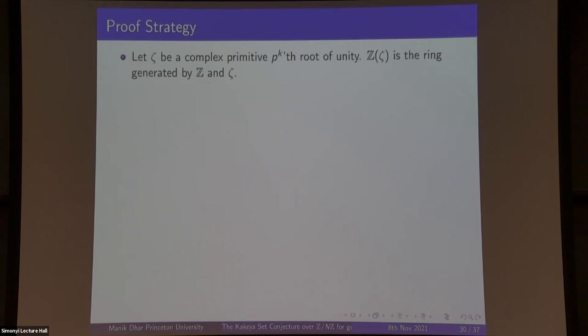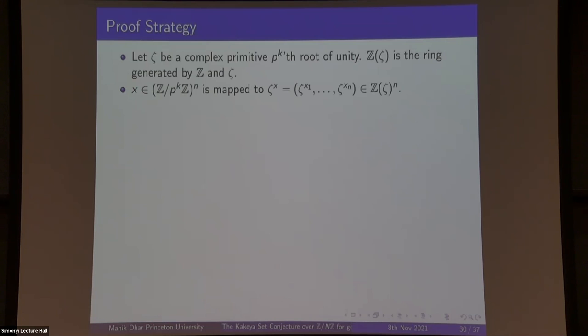The way we will do this is by taking zeta, a complex primitive p raised to kth root of unity. Primitive just means that it's actually a p raised to kth root, not a p raised to k minus one root in disguise. The ring we'll work with will be Z[zeta], the ring generated by the integers and zeta. The way we put Z mod p to the k here is by mapping the point x to zeta raised to x. Because zeta is a primitive p raised to k root, this is a bijection, so commutative properties are not being lost here.